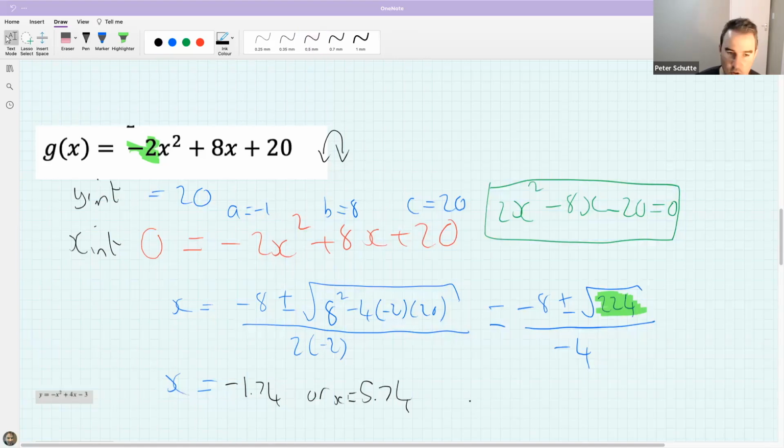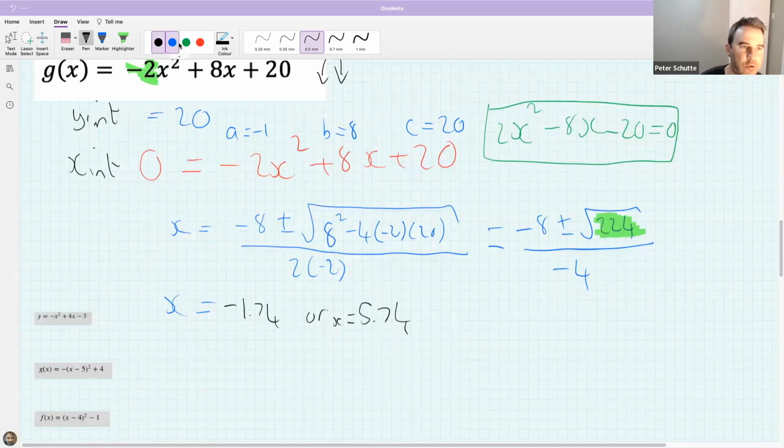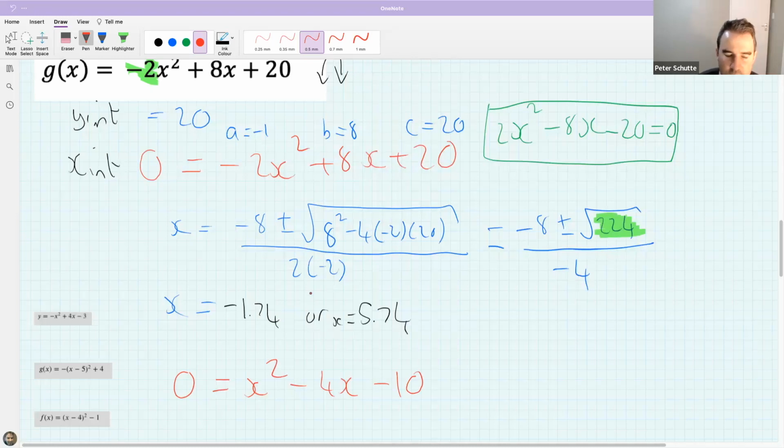So there's another way of doing this. You could have divided through by minus 2, and then you would have got x squared minus 4x minus 10. Now, why is that not working? So where are we going? So x squared minus 4x minus 10. Oh, yeah, okay. And so you could have done this one.